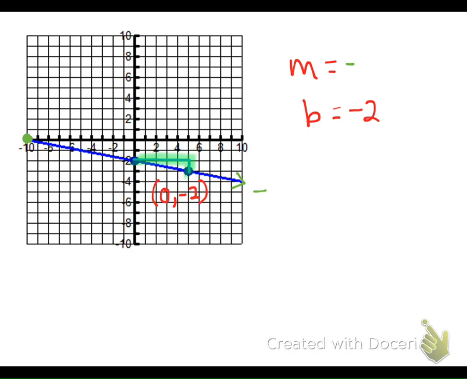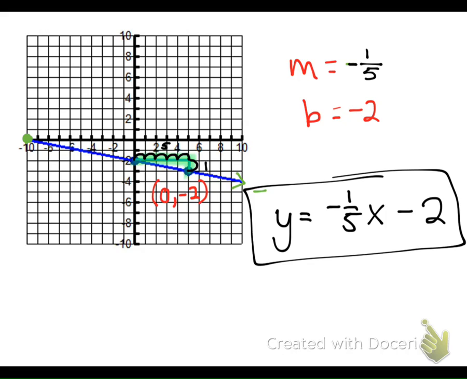Now I'm going to look and say, okay, what did I do to go up? Well, I went up 1, and I went over 1, 2, 3, 4, 5. So up 1 over 5, my rise is 1, my run is 5, and there is my slope, negative 1/5. So now that I have my m and my b, I can write my equation: y equals negative 1/5 x minus 2. Remember, I could do plus negative because that b is a negative 2, but I can just do a subtraction. And there's my equation. So when you have a graph, you're looking for the y-intercept, and you're looking for your slope. What's your rise and what's your run?